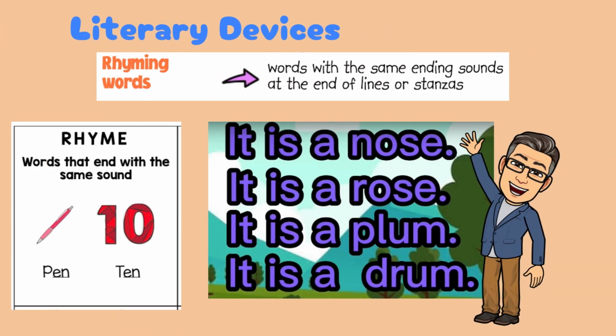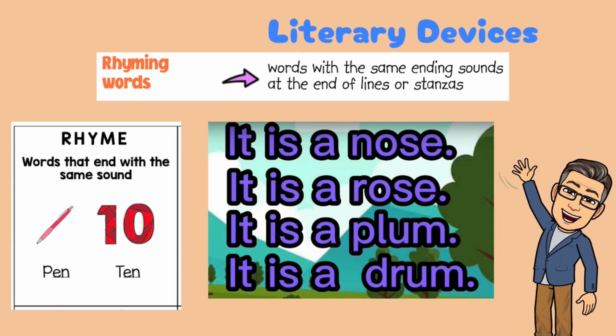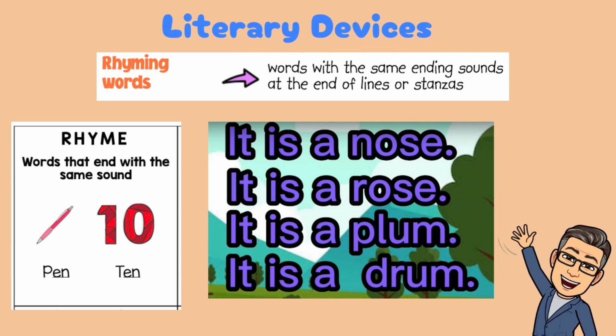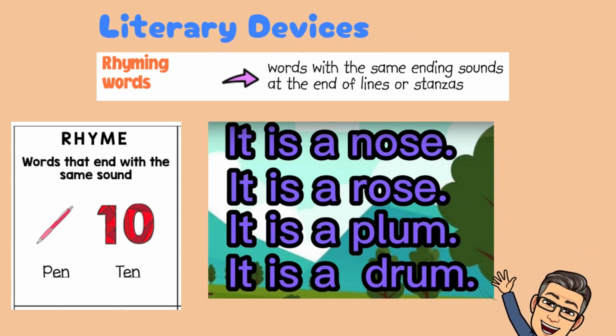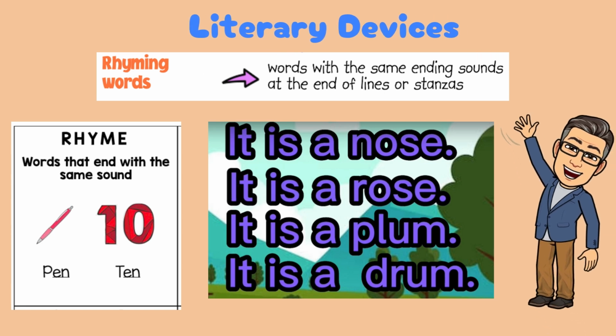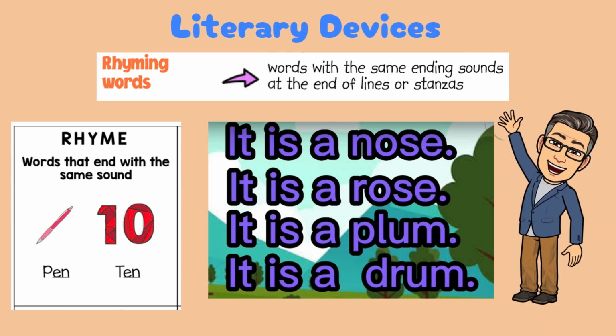Let's now talk about the literary devices used for elements in a poem. Authors can use rhyming words as an element. Rhyming words are words with the same ending sounds at the end of lines or stanzas. Let's look at this example poem. It is a nose. It is a rose. It is a plum. It is a drum. Notice how the first 2 lines end with the same sound, and the last 2 lines end with the same sound. The author used rhyming words to create this poem.